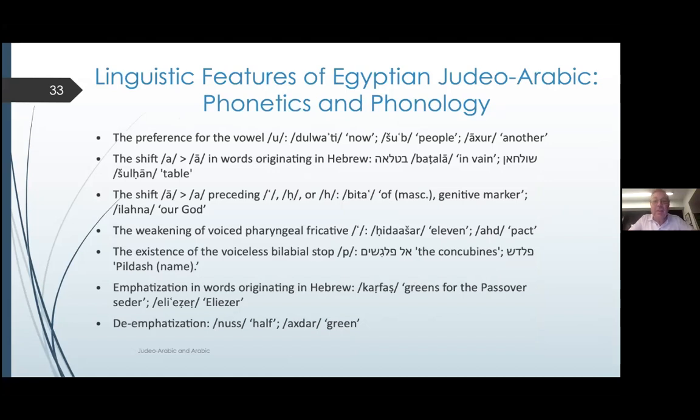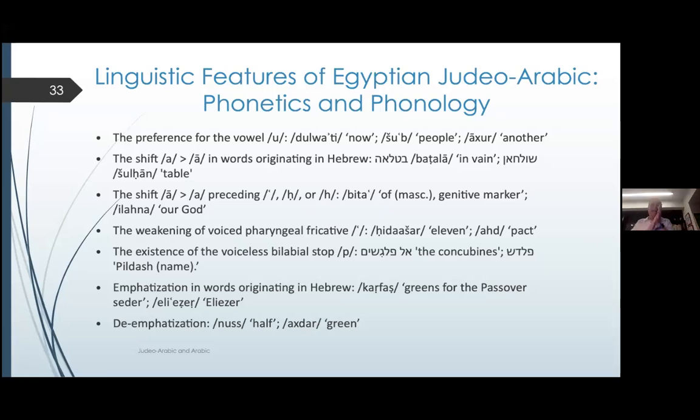So if we look at phonetics and phonology, that is the study of sound, in Egyptian Judeo-Arabic we have a preference for the vowel U. If in standard Egyptian Arabic, or Cairene, let's say I'm really speaking about Cairo, you say dilwati for now, in Cairene Judeo-Arabic it's dulwati, you see the U there. You say shab for people, shub. You have akhur for another as opposed to akhar. Now, how do I know that?